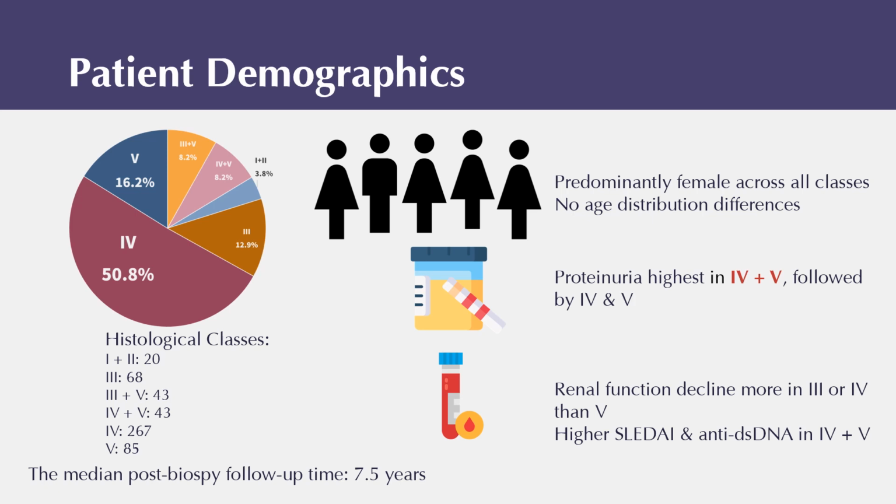Proteinuria was most significant in patients with class 4 with 5, followed by those in class 4 and 5. There was a more pronounced decline in renal function in patients with class 3 or 4 LN compared to those with class 5. Lastly, patients in class 4 with 5 had higher SLEDAI scores and increased anti-double-stranded DNA levels.